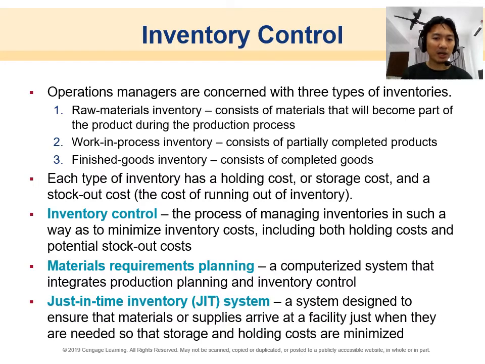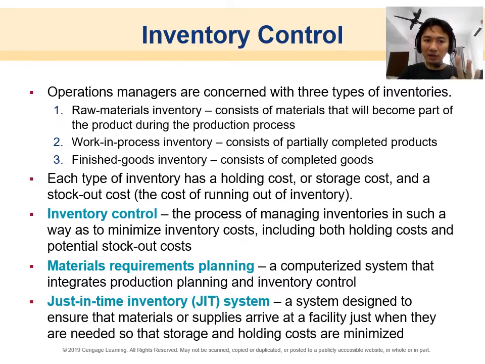Okay, after purchasing comes inventory control. You see, operations managers really realize the disaster that might happen if we have a shortage of materials. And normally they are concerned with three types of inventories. The first one, the raw material inventory. Raw material inventory consists of material that will become a part of the product during the production process. Number two, the work in process inventory. The work in process inventory consists of partially completed products. Number three, the finished goods inventory. These are completed goods awaiting shipment to customers.